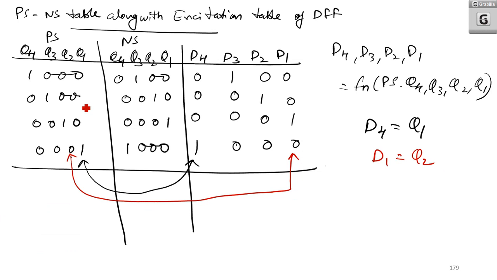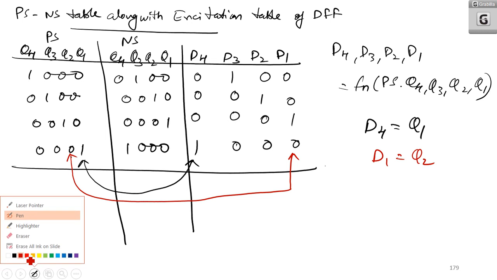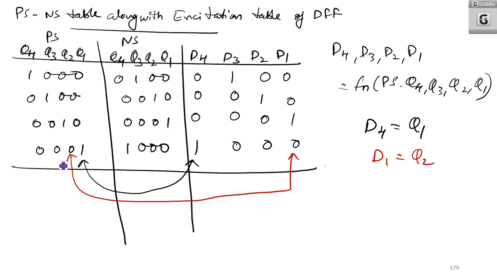Now if it is 0, 1, 0, that means next is, if you are looking like present state Q3, 0 and D2, in the D2 column, we can see that these two columns are exactly the same. Therefore we can write D2 is equal to Q3.